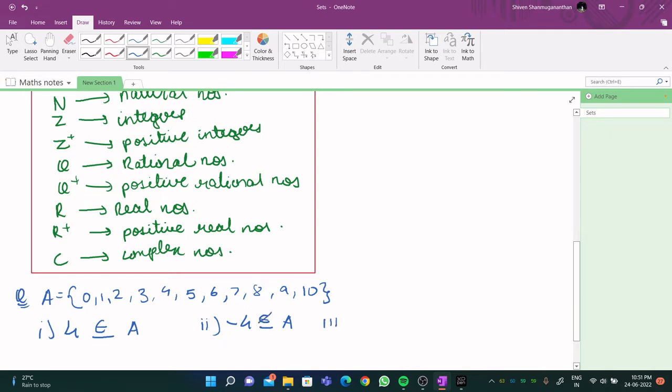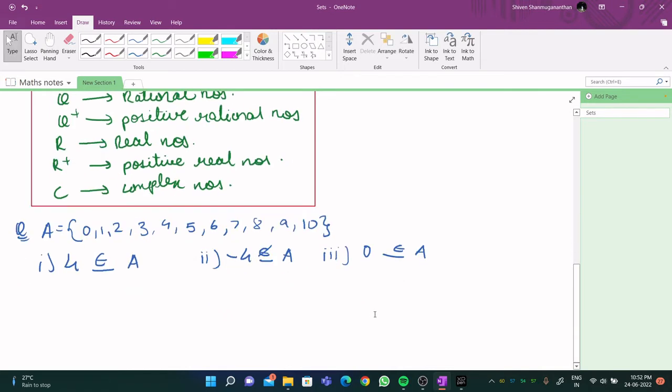Then let's do another one. This would be the last one. 0 in A? Now we have the element 0 here, hence it belongs to A. Now you get the idea. This is a pretty simple question.